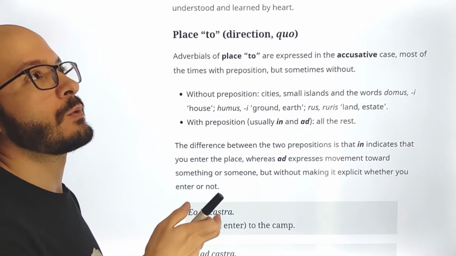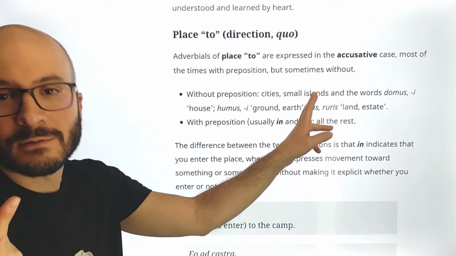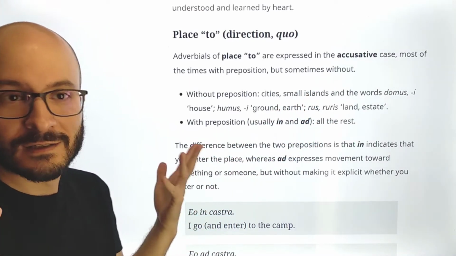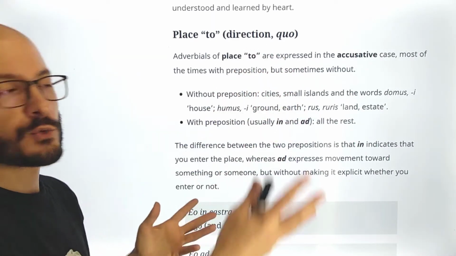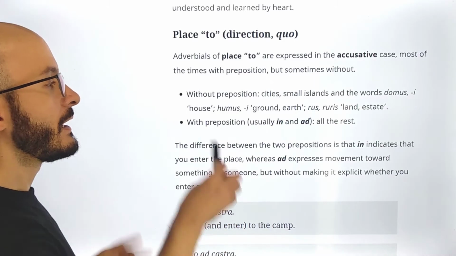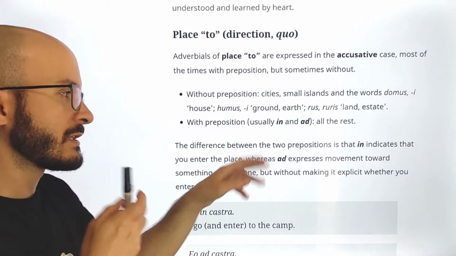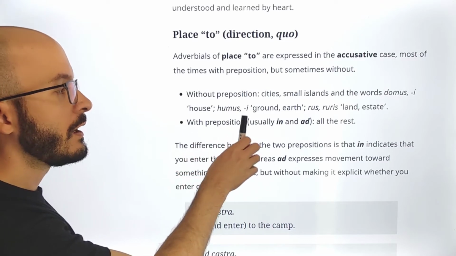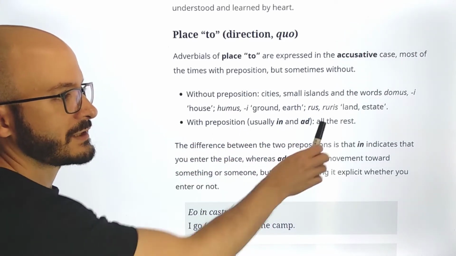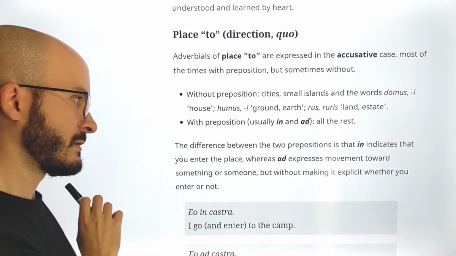Now, you might be wondering, how do I know that an island is small? Well, you really don't know, okay? But Romans did know, and they were applying these rules, which, again, are kind of funny. Now, with prepositions, this is what happens 99% of the times, okay? With prepositions, which usually are in and ad, and that's all the rest. That is, everything which is not in this funny list.